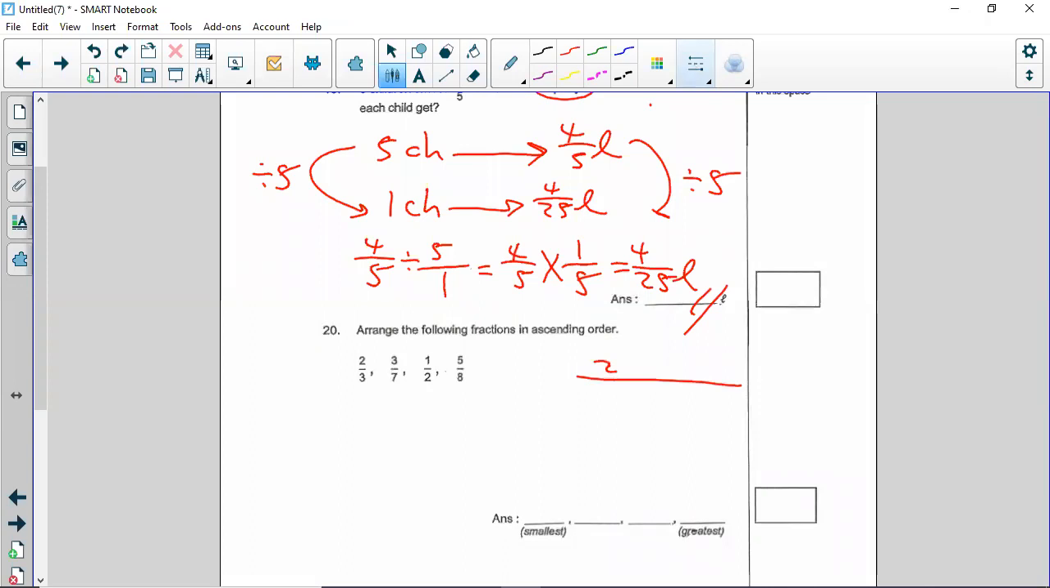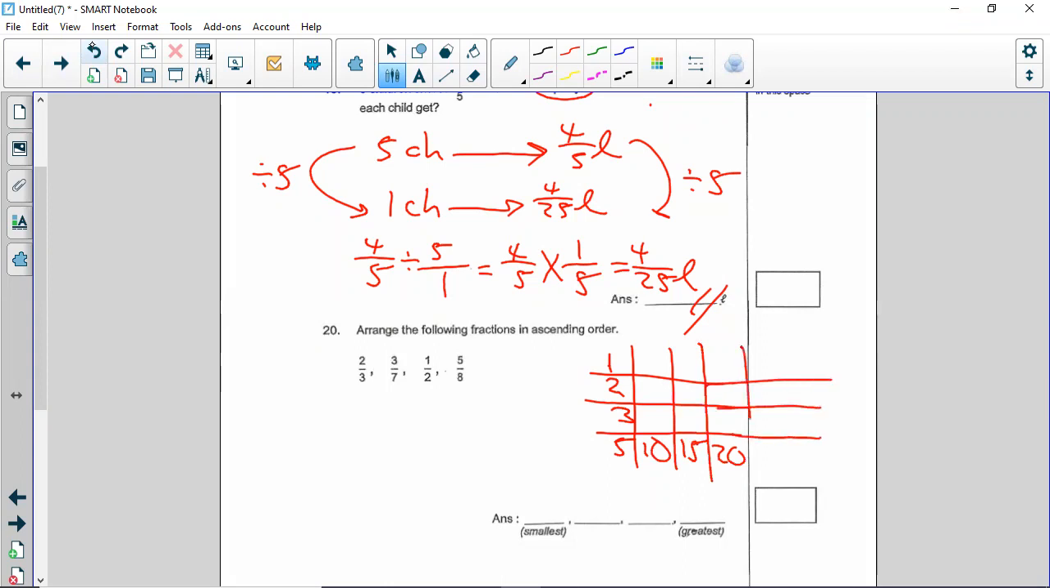Let me write nicely. So you have 1, 2, 3, 5. Shortcut. How do you get the common multiple? Look at the biggest number, 10. Can 10 be divided by 3? Cannot. Jump. 15 divided by 3? Can. 15 divided by 2? Cannot. Jump. 20 divided by 3? Cannot. Jump. Of course, you may have to do a few.